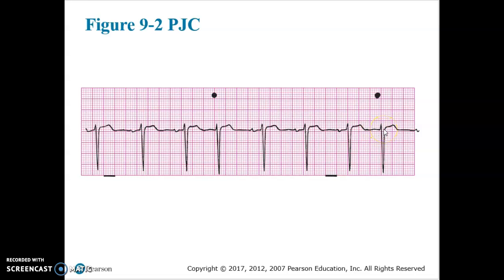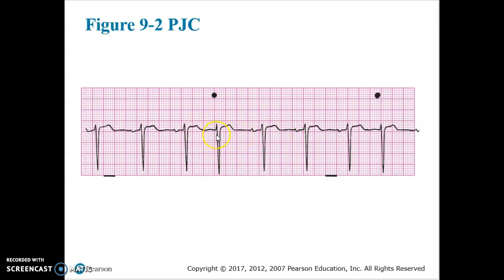So we don't have P waves, but on the PR intervals that we do have, it's a 0.16, and then our QRS is 0.10 in width. So we have a sinus rhythm. We have QRS, P, QRST, P, QRST, and then this one changes, and this one changes. So overall, we have a sinus rhythm, but we've had two premature junctional contractions.